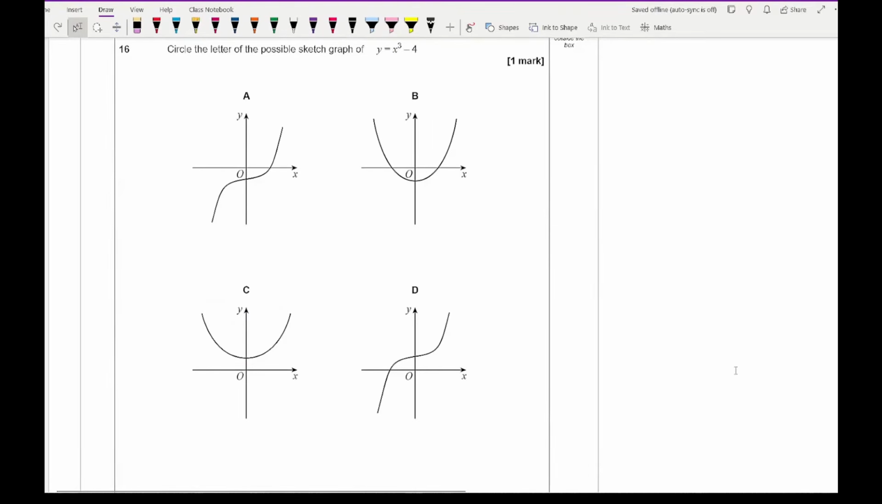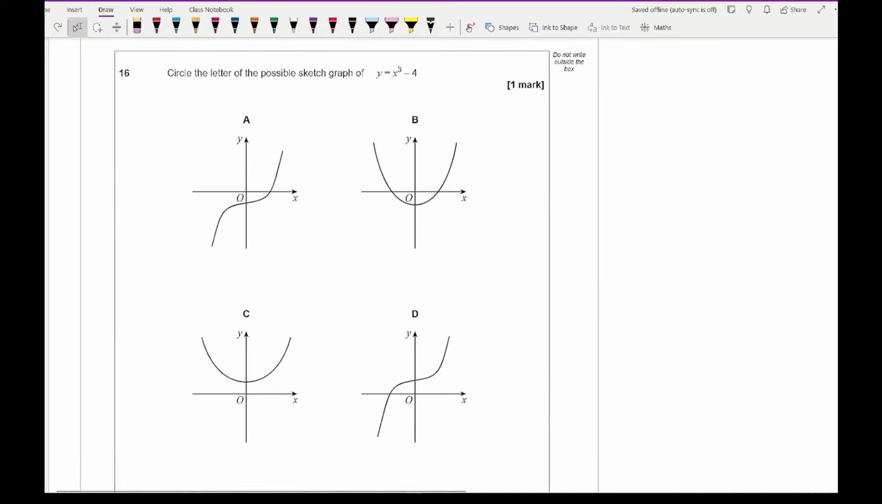Question 16, circle the letter of the possible graph of y equals x cubed minus 4. So I'm looking for a cubic graph with a y-intercept of minus 4. So the 2 cubic graphs are A and D. Which of those has a y-intercept of minus 4? Well, it can only be A.